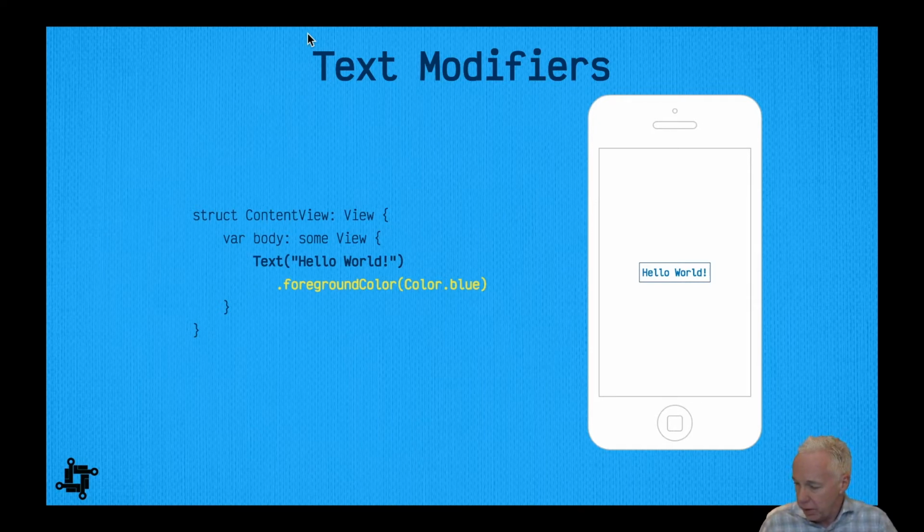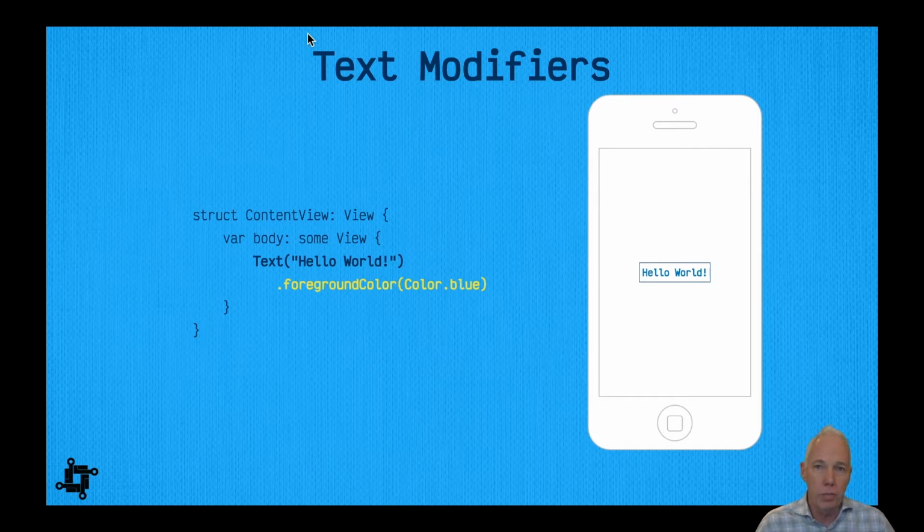So for example, here we have this view called text, and then we've added a modifier called .foregroundColor. What .foregroundColor does is it basically changes the text foreground color, and therefore instead of it being black, the text ends up being blue because we said Color.blue here. So that's our first modifier.